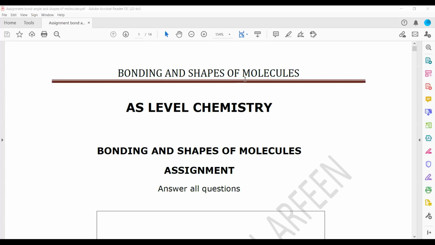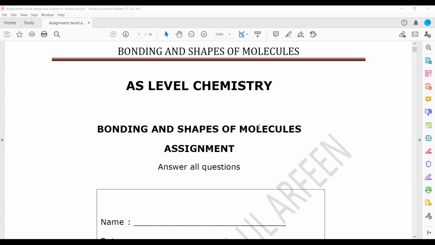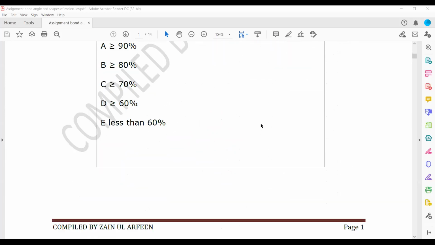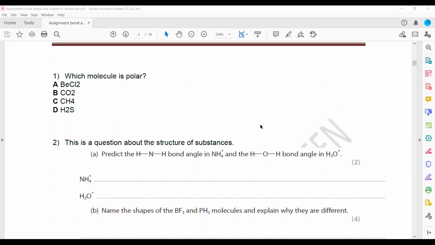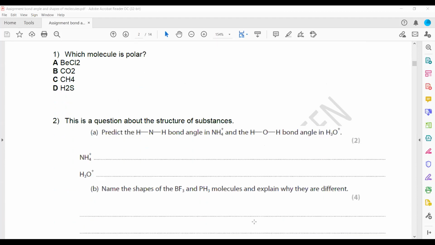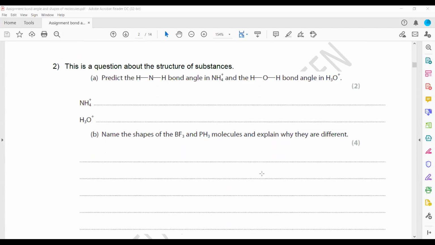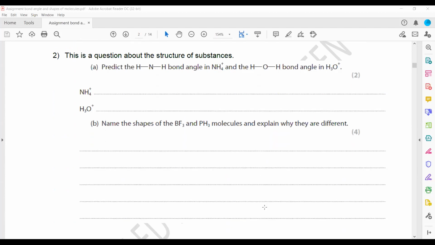Good evening, everyone. This is the assignment related to bonding and shapes of the molecules. So we'll discuss some questions related to the molecular part, predicting a geometry. About the polar and non-polar, that you will study in Unit 2. That's why I did not go in detail. So this question is about the structure of substance.